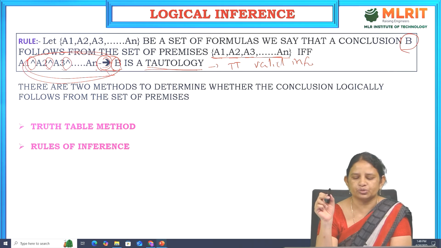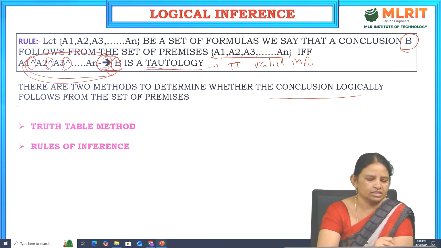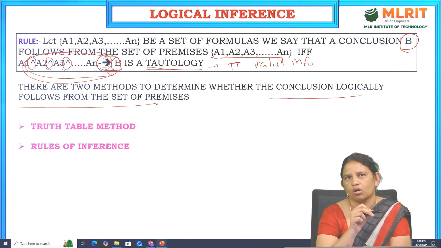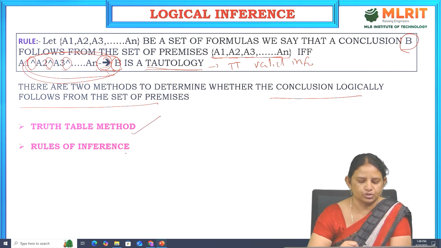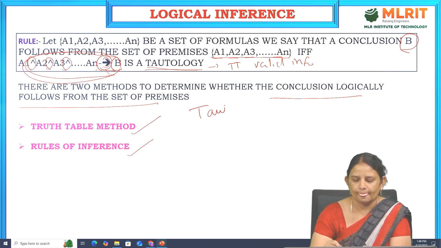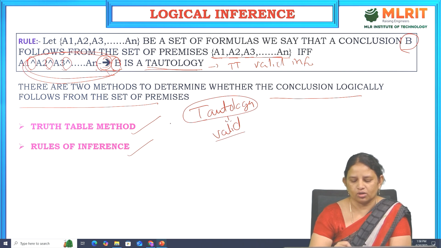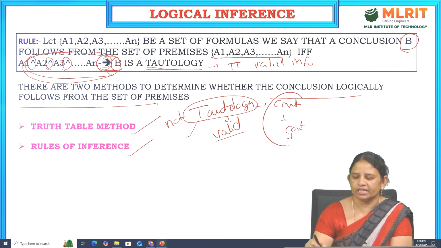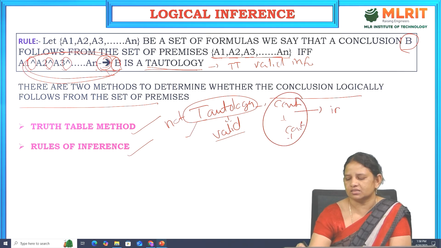There are two methods to determine whether the conclusion logically follows from the set of premises or not. For that reason, we are going to use two methods. One is the truth table method, another one is the rules of inference. In the truth table, the last column should be a tautology. Then it is a valid inference. If the result is not a tautology, that may be either a contradiction or a contingency, then in both cases the inference is an invalid inference.